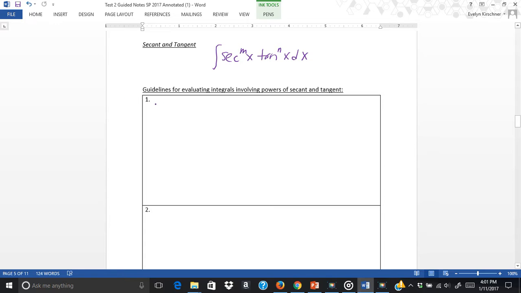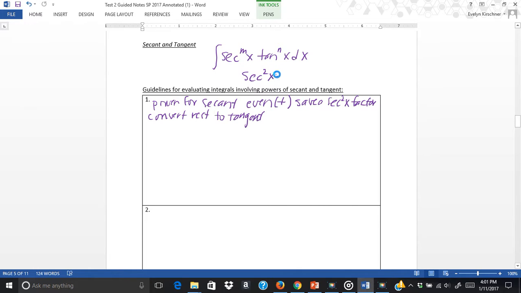So if the power for secant is even, remember before we said they always had to be positive, save one secant squared factor and convert the rest to tangents. And we're going to use secant squared x is 1 plus tangent squared x. So secant squared x equals 1 plus tangent squared x, or tangent squared x is secant squared x minus 1.